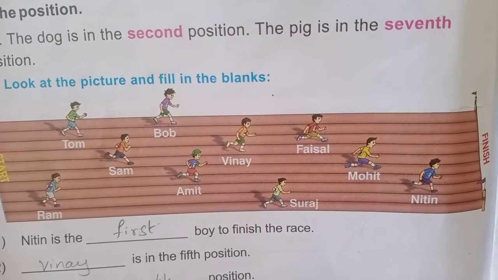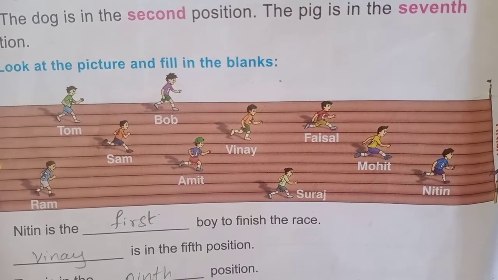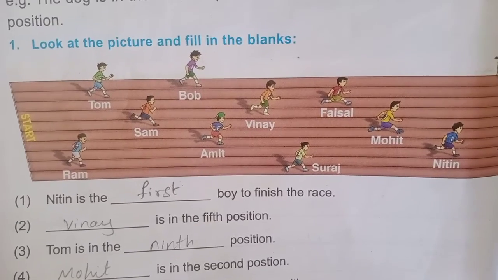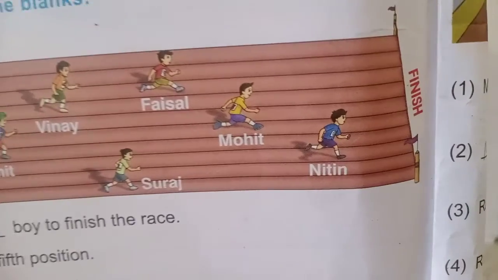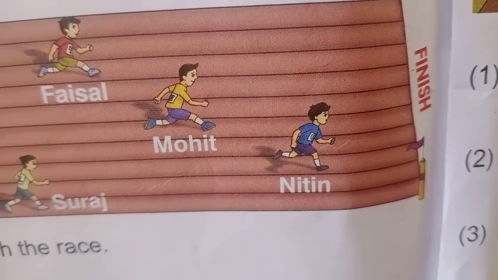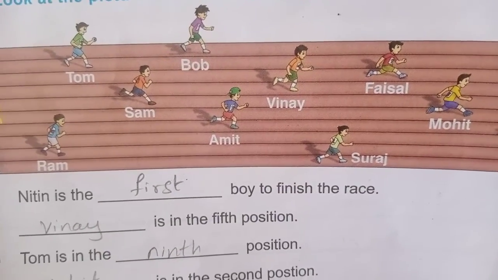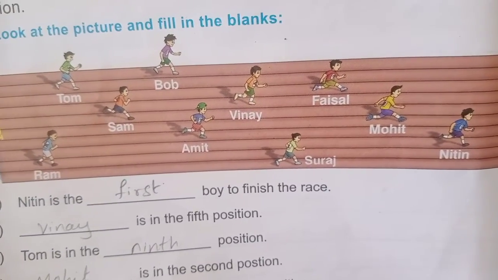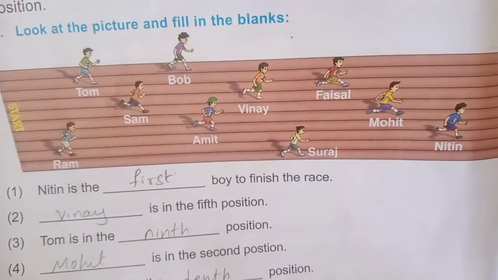Tom, Sam, Ram, Amit, Bob, Vinay, Suraj, Mohit, Faisal and Nitin. So the first question is, Nitin is the dash boy to finish the race. Where is Nitin, children? Here is Nitin. Is he in the first place or last place, children? First. So what should we write in the blank? We should write first, F-I-R-S-T, because he is standing in the first place, children. Nitin is the first boy to finish the race.